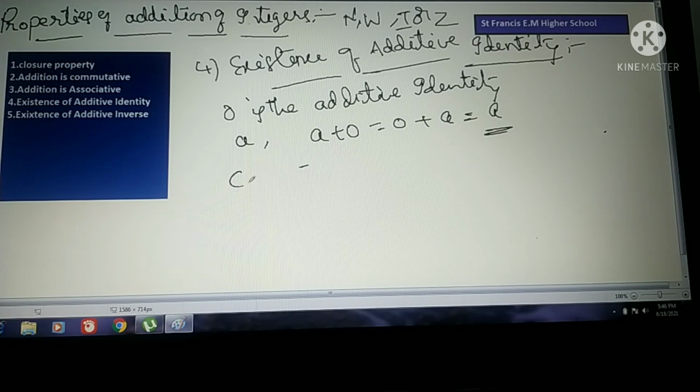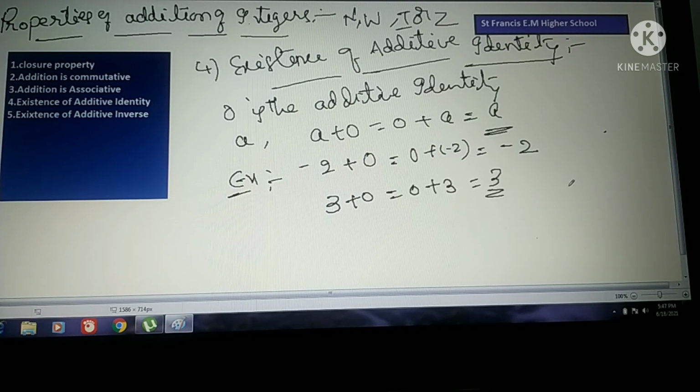If you take, for example, minus 2 plus 0, 0 plus minus 2, you will get minus 2 only. Or if you take positive number 3 plus 0 equal to 0 plus 3, you will get 3 only. You will get that integer only. Understood? Now see, existence of additive inverse. Now we have seen existence of additive identity. Next we will see existence of additive inverse. Last one, additive inverse.